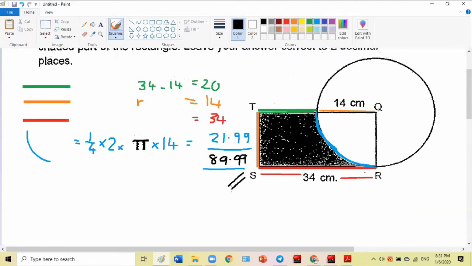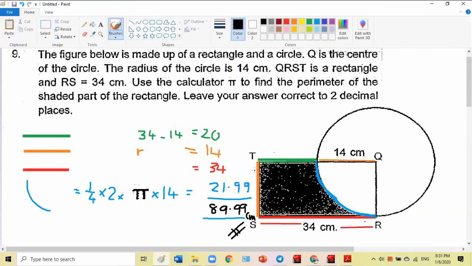See, I already did it step by step for you. There's nothing more I can do. In fact, I have written down the whole working here already. Rachel, can you see? Yes. Yeah, the green line is a parameter. The orange line is a parameter. Do you know what the orange line is? 14? I even wrote it there as a radius. Then let's add the red line, which is 34. We're done. Only left to add in the curvy blue part.